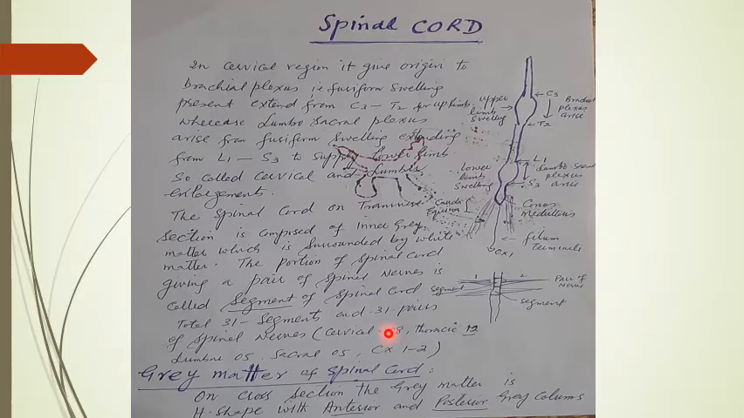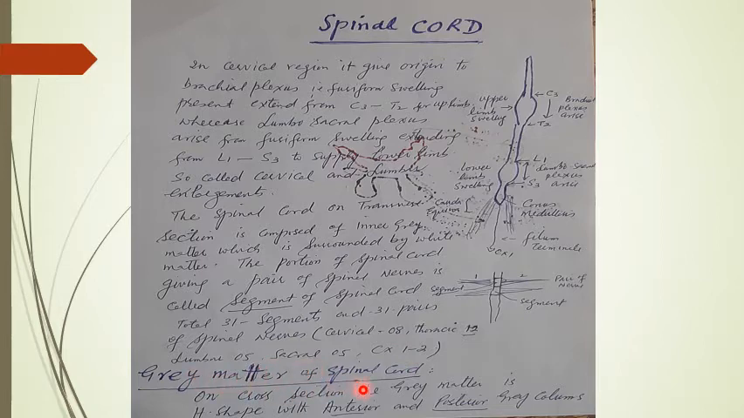The first passes between the skull and C1. So in this way they are accommodated. C8, 12 thoracic, 5 lumbar, 5 sacral, and 1 to 2 coccygeal pairs of spinal nerves, as well as these are the segments of the spinal cord.